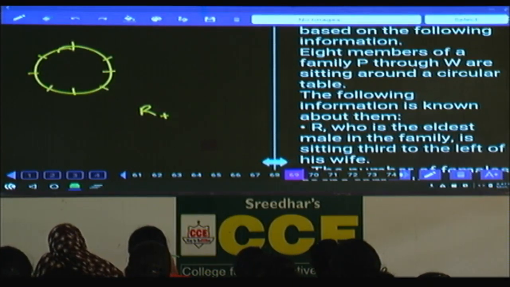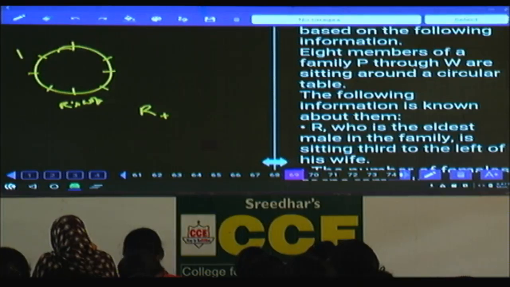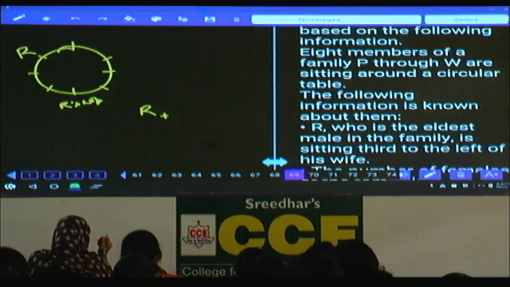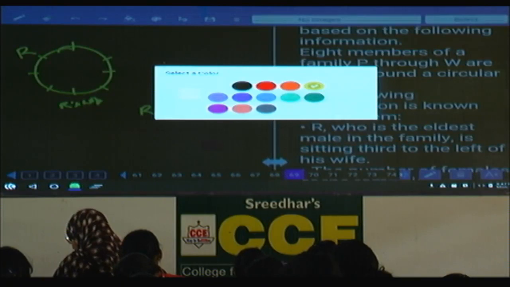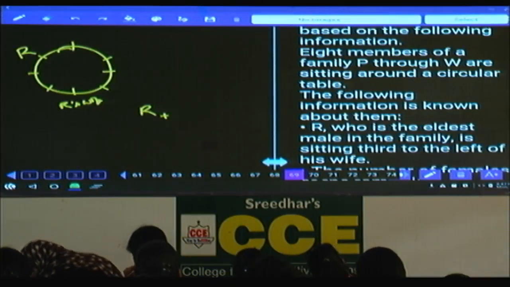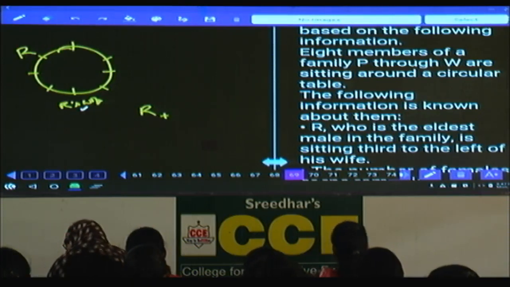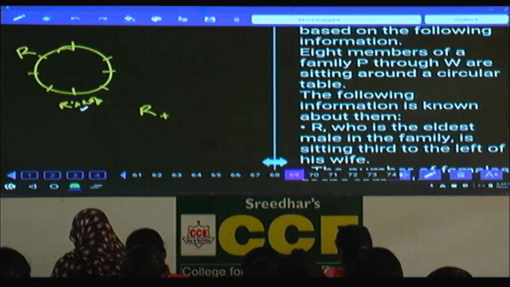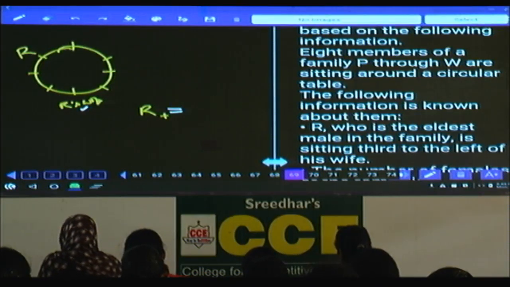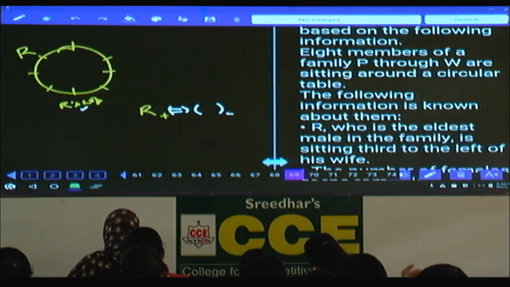And whoever the wife of R is. Now R's wife is at this place. Now 1, 2, 3, R must be at this place. Are you following this or not? Now whoever comes at this place, whether P, Q, S or someone else, that person must be R's wife. If R's wife is here, R sits third to the left of his wife. Now R is having a wife as well. This is the information we can derive. R is having a wife.